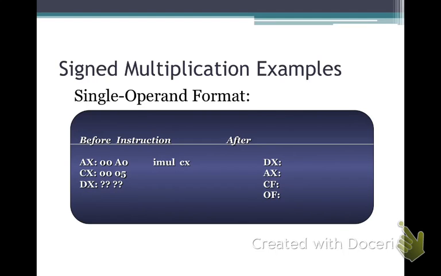Again, single operand signed multiplication operates very similarly to unsigned multiplication, our only format for that. In this case, I'm multiplying CX by AX, my understood other multiplicand. So AX has A0, which is 10 times 16, or 160. Multiplying that by CX, which is 5, I get 800, which is 320 hex.